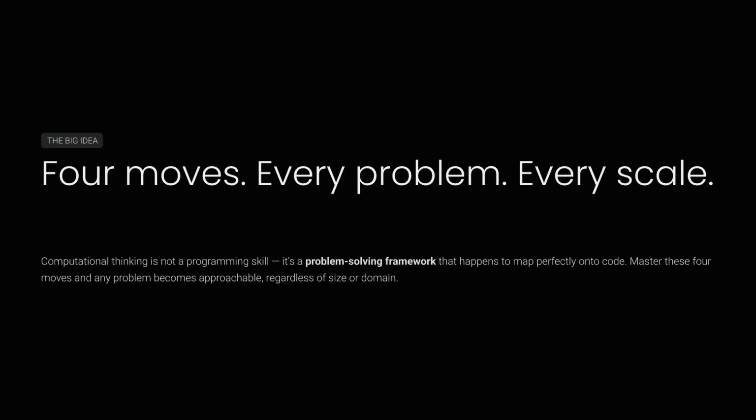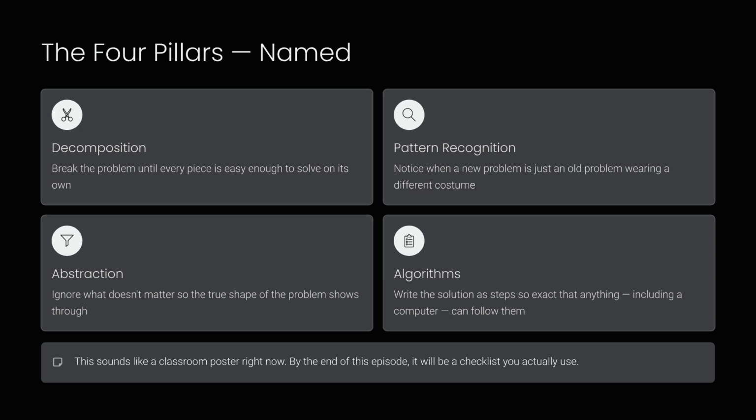Computational thinking is not just about writing code. It is a powerful problem-solving framework. By mastering these 4 moves, any challenge becomes manageable, regardless of its size or the industry you are working in. The 4 pillars are decomposition, pattern recognition, abstraction, and algorithms. While they might sound like academic terms, by the end of this video, you will see them as practical tools you can use every day.